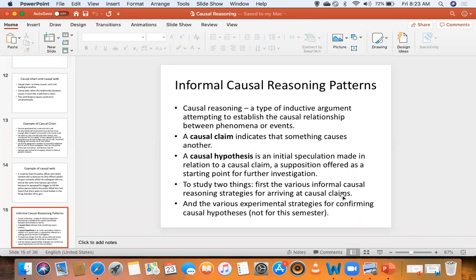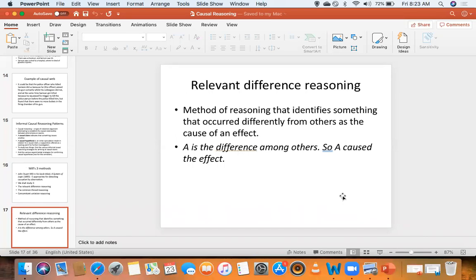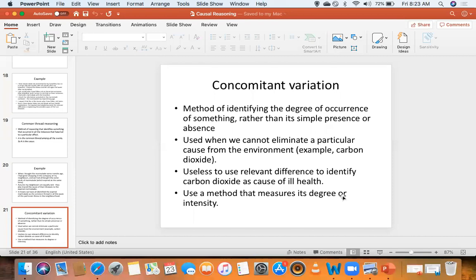3 out of 5, because John Stuart Mill had actually proposed 5. We said relevant reasoning is to identify something that is happening, that is occurring differently in an environment, and then ask yourself if it is the cause of a problem in the environment. Then we saw causal common thread, which is to identify something that is common to all cases of a particular problem. We saw concomitant variation, which is to discover a problem by measuring something in the environment, not by its presence or absence, but by its degree or intensity.